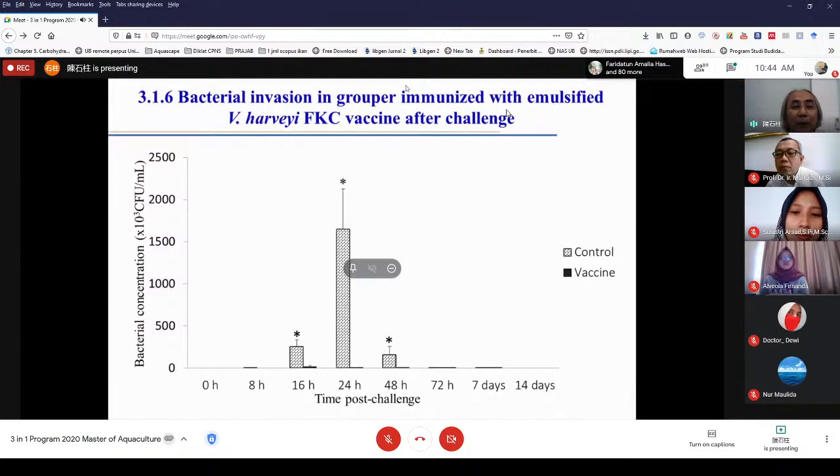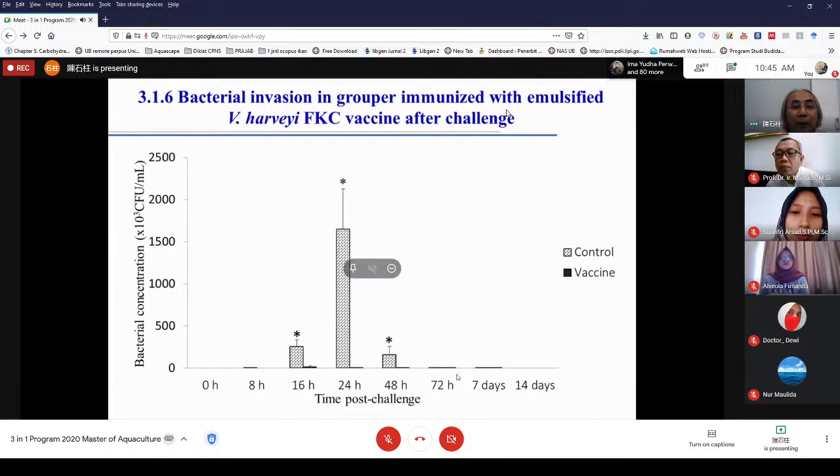Okay, how about the bacteria side, bacterial invasion in the group immunized with the emulsifier? You can see the bacteria in the control group after challenge. There are so many bacteria, but in the vaccine group, only a very small amount of bacteria survive. After 24 hours, no bacteria appear in the vaccination group, but there are still some bacteria at 48 hours. After 72 hours, in both control and vaccinated groups, no bacteria in the blood.